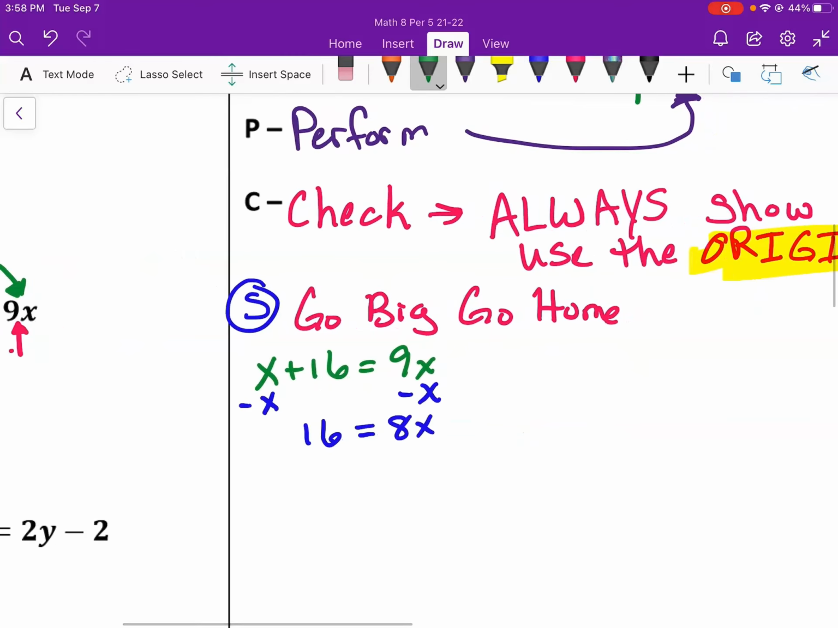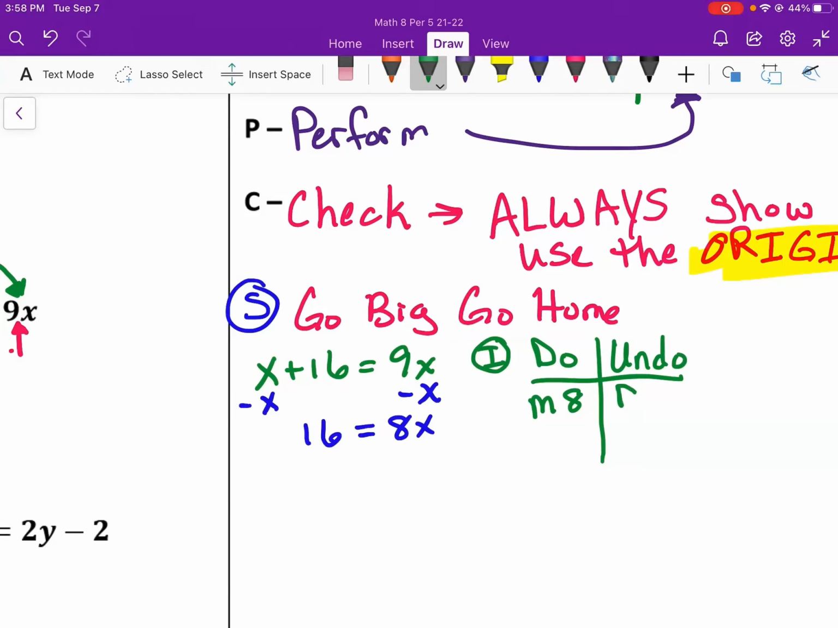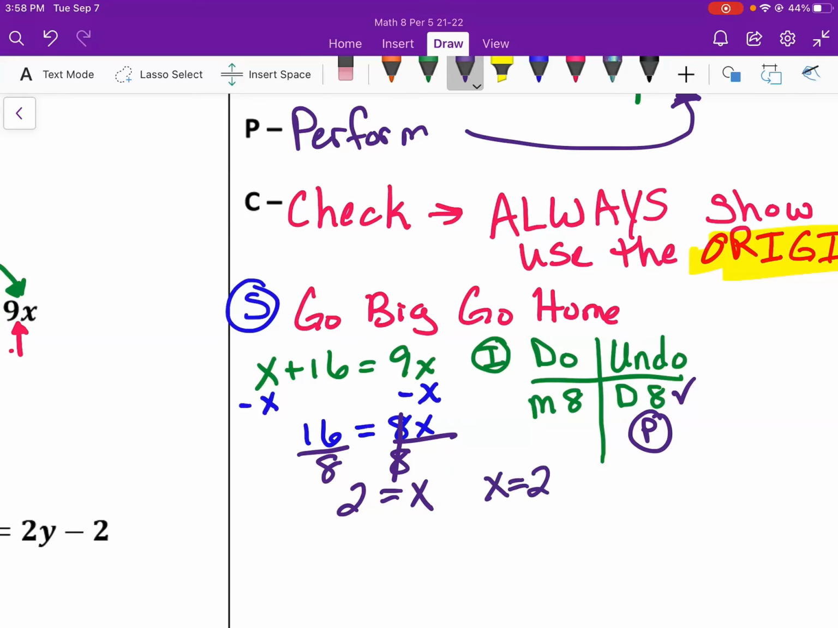The next step is your identify, which means your do and undo. Okay, what's going on between the 8 and the x? We have multiply by 8, so we need to divide by 8. P is your perform step, so you're going to actually divide both sides by 8. Okay, any number divided by itself is 1, so we have x on that side, and 16 divided by 8 is 2. So I'm going to flip it, x equals 2.